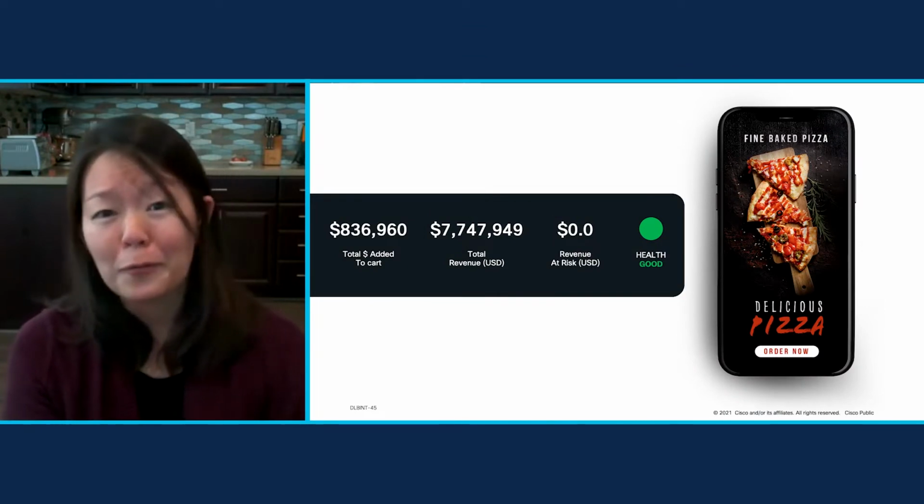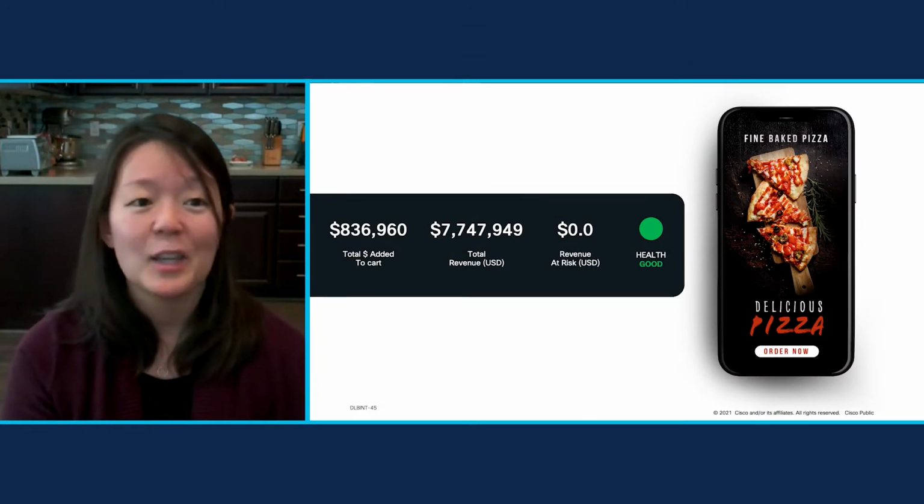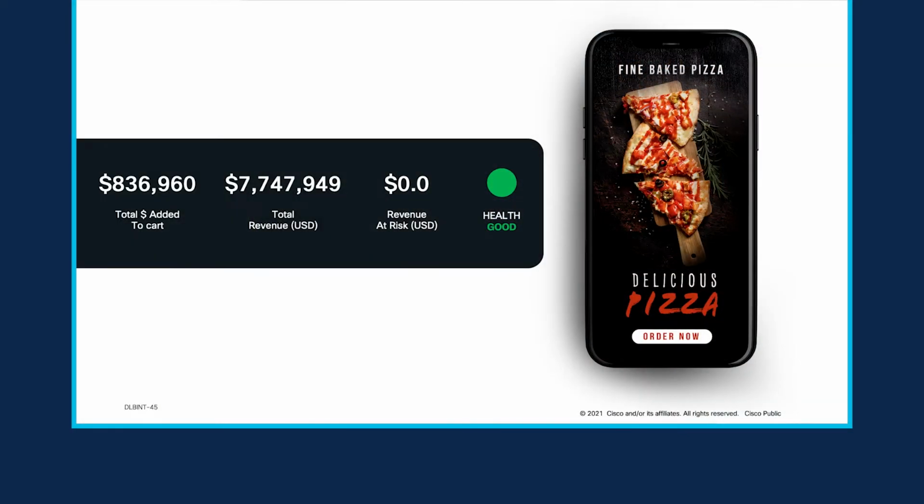Say a mobile food ordering app. And you're famous for your wood-fired pizza, because who doesn't love pizza? And let's say it's lunchtime right now, and your business is picking up. With AppDynamics, you can easily visualize the health of your application. We can show you your key metrics and KPIs. Here, you can see the volume of customers that are engaging with you, specifically around how much revenue is flowing through your app right now. And it's a lot because it's lunchtime and people are hungry.